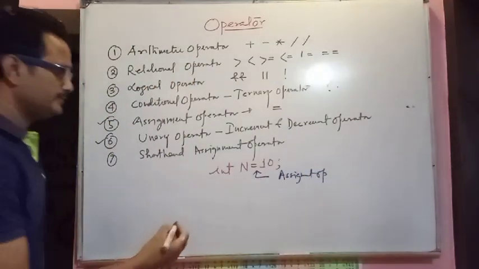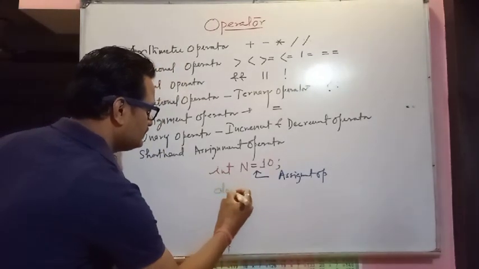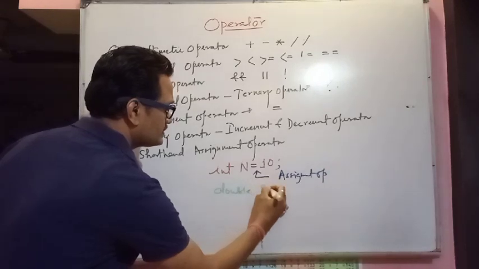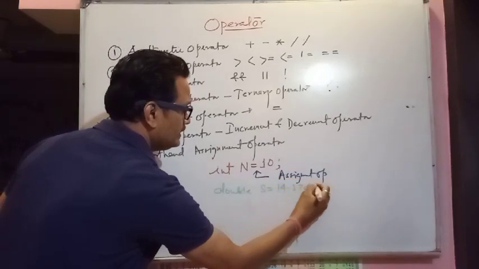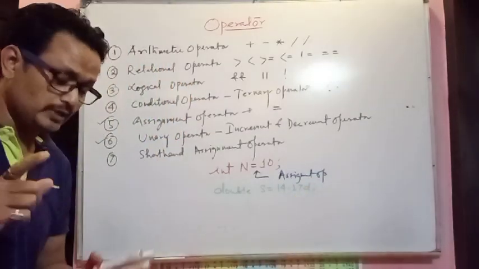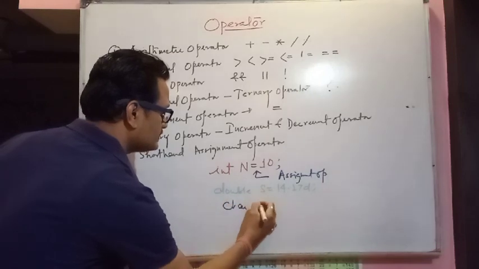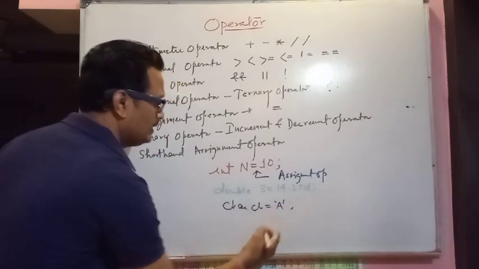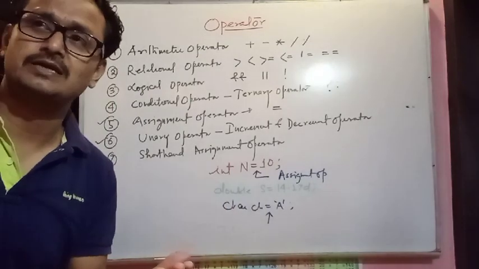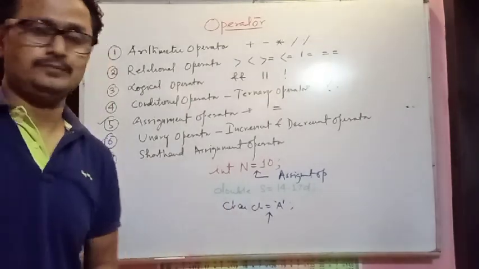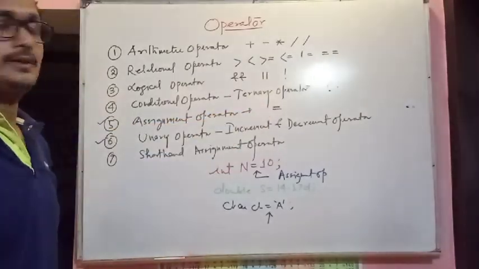Another example, suppose we write double s is equal to 14.170. This equal to is your assignment operator. If you write char ch is equal to a, this equal to works like assigning the value, just in a mathematical term. So this is your assignment operator, which is denoted with the equal to symbol.